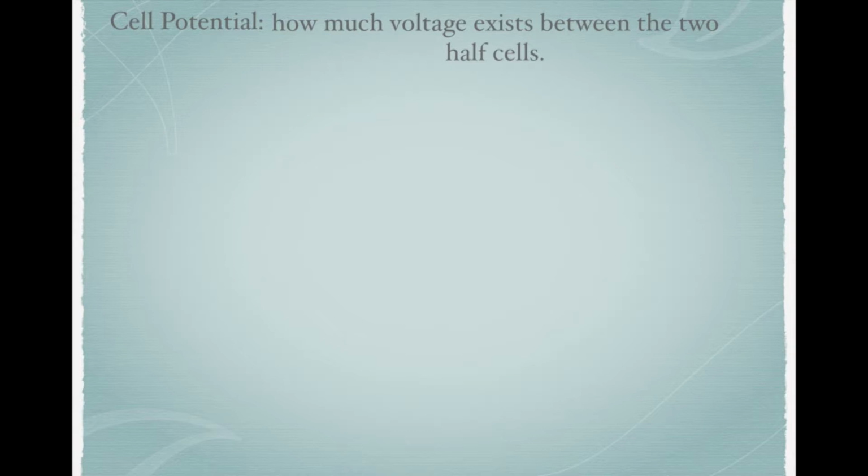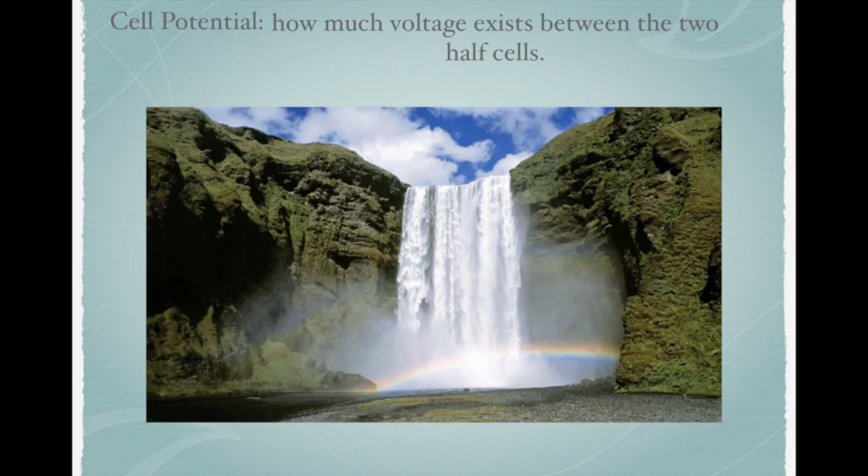Now, why does that matter? Why do we calculate it? So the cell potential for a redox reaction will let you know whether or not a reaction will occur spontaneously, meaning if you think about, for example, a waterfall, common sense tells you that water is going to fall from the top and land on the bottom.